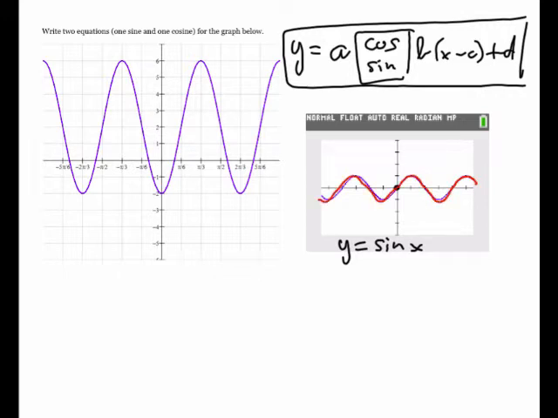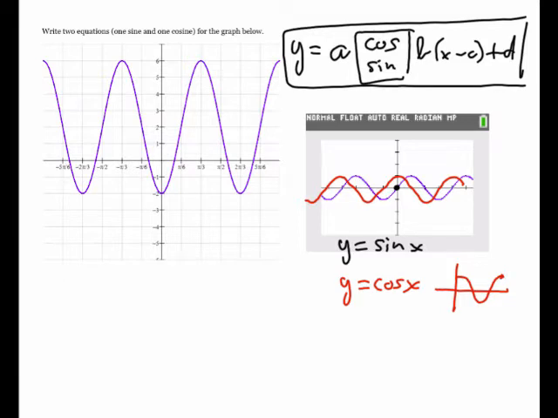But remember that a cosine graph is simply a shift of a sine graph pi over 2 units to the left. So a cosine graph starts up from the origin. A sine graph starts at the origin. But a cosine graph is the same as a sine graph that's been shifted pi over 2 to the left. So because of all this, any sinusoidal graph can be written as a sine or a cosine graph. And in our specific example, we're asked to do an equation of each.